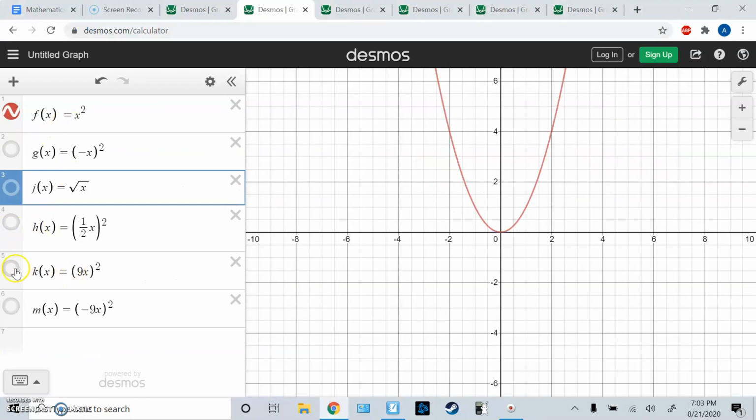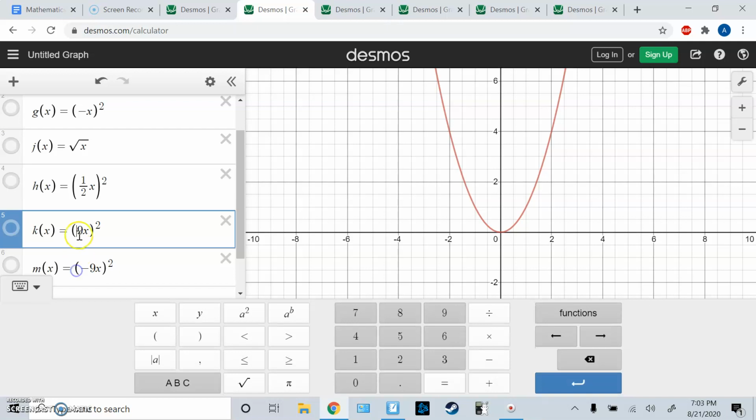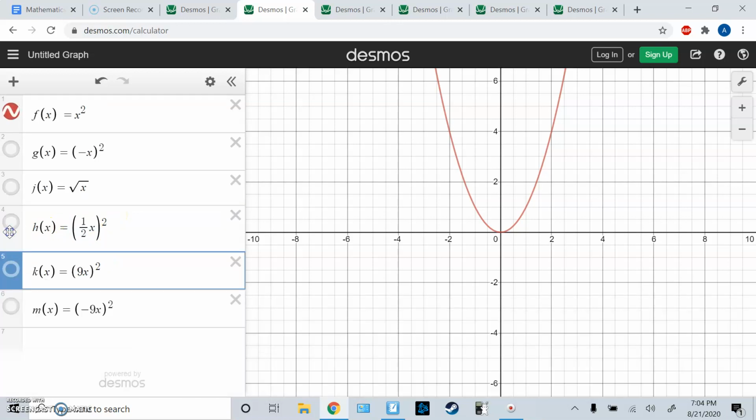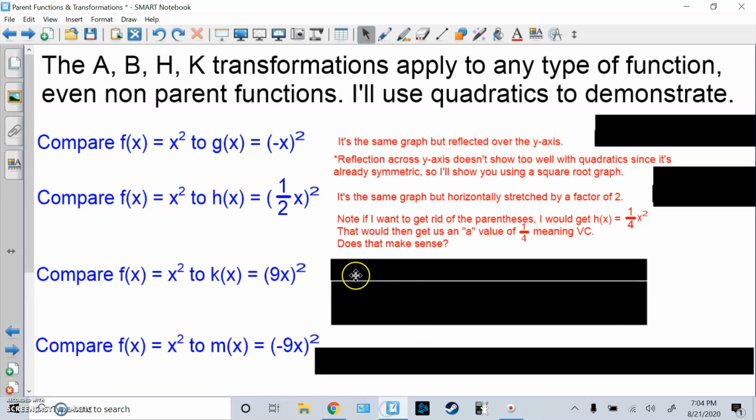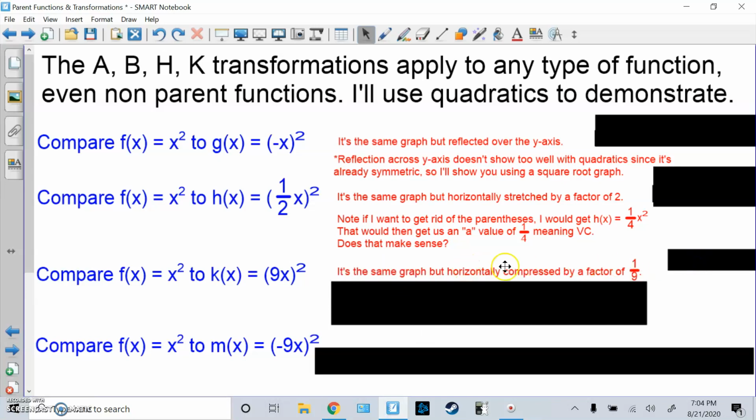X squared to 9x squared. This is B. B is 9, but I think opposite. So instead of a stretch, I'm going to horizontally compress by 1/9. So I'm going to push it inwards like that. You see that? I'm going to squish it from the sides. So, like I said, horizontal compress by 1/9.